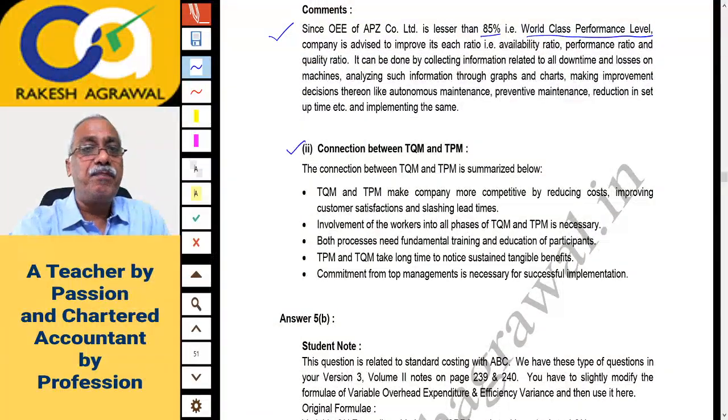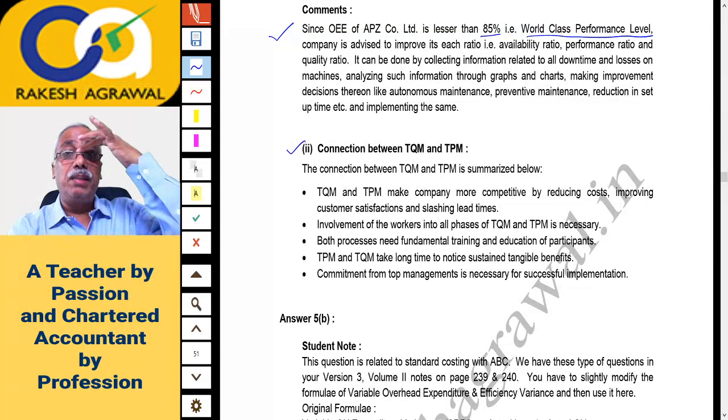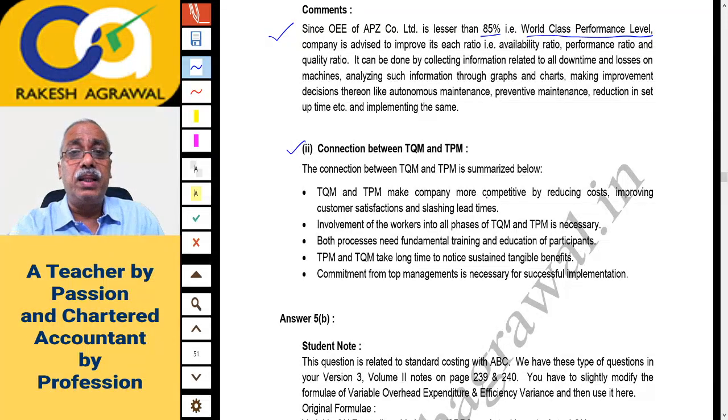Connection between TQM and TPM. The connection between TQM and TPM is summarized below. TQM and TPM make the company more competitive by reducing cost, improving customer satisfaction, and slashing the lead time. Lead time is the time gap. So wherever time is wasted, you can reduce that. Actually, both these TQM and TPM will complement each other. They will support each other for overall efficiency improvement.